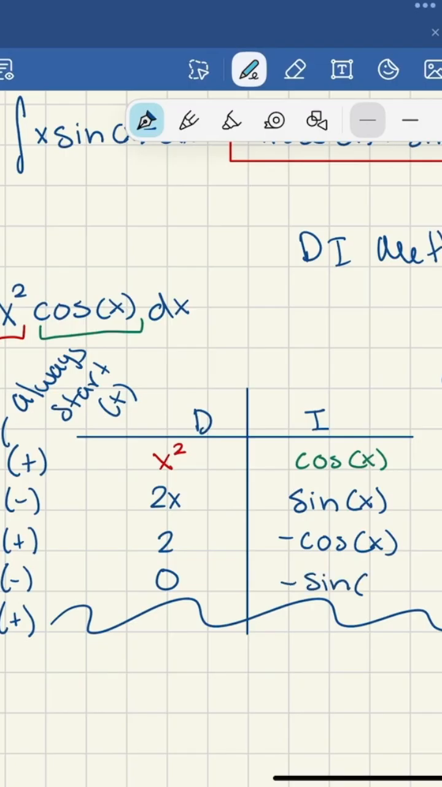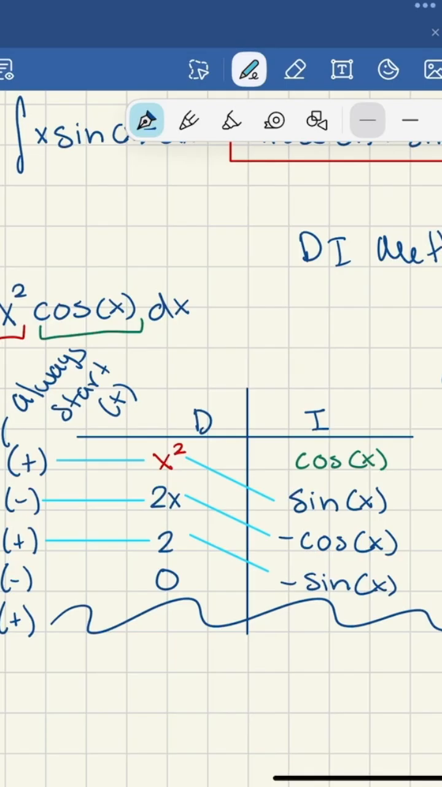And what we're going to do is go diagonal. So we're going to go from x squared diagonally to sine x. We're going to go diagonally from 2x to negative cosine x and diagonally from 2 to negative sine x. However, the signs on the side that are along the D column do not change. Those go straight across, and those apply to the term in the D column.